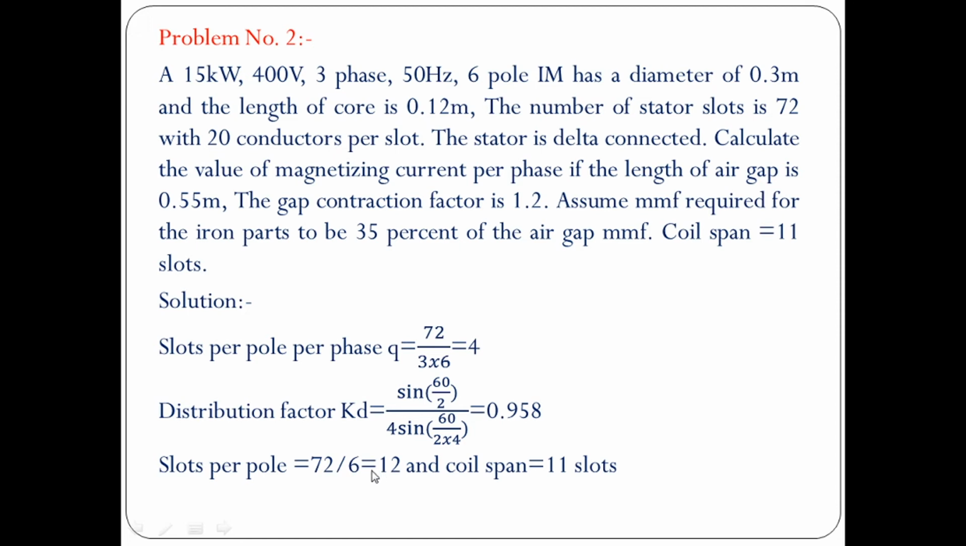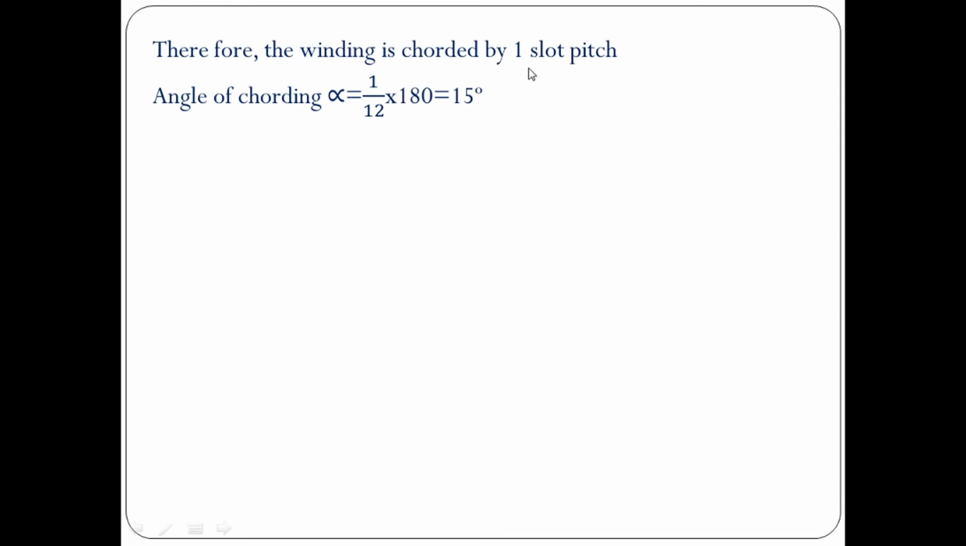So 12 slots per pole, but the coil span is given by 11 slots, correct. Therefore the winding is chorded by one slot pitch. So the winding is shortened by one slot pitch. Therefore the angle of chording alpha is equal to 1 by 12 into 180 degree. So you will be getting 15 degree.